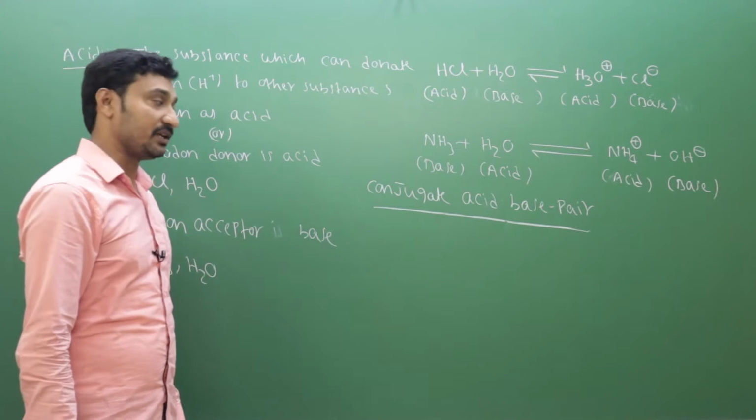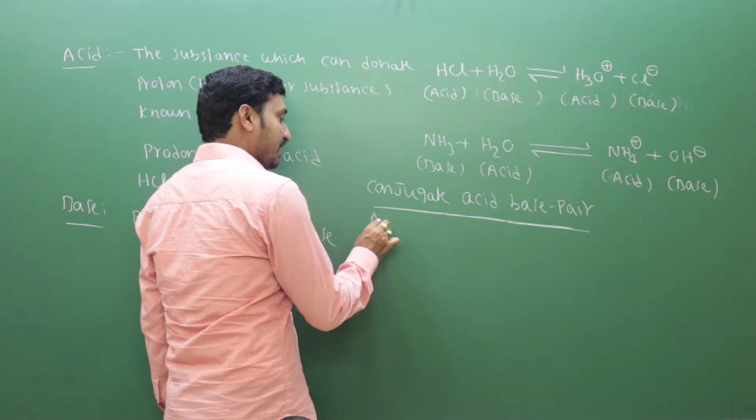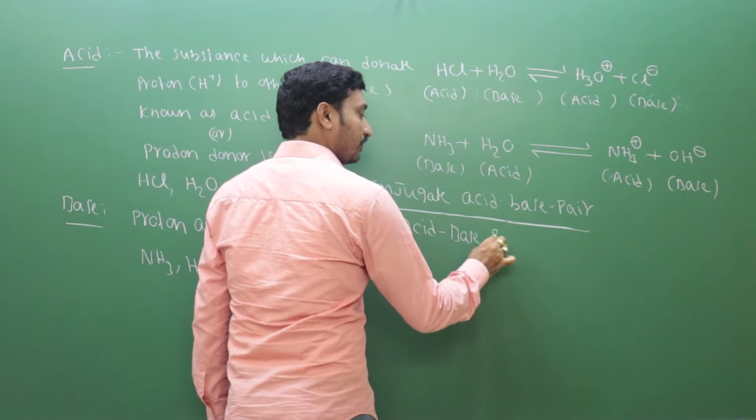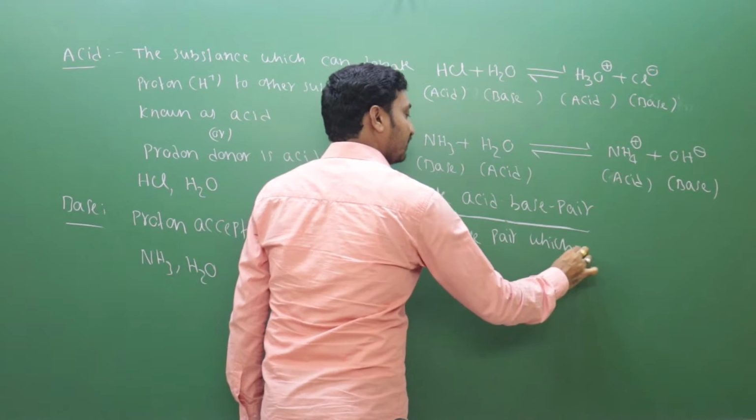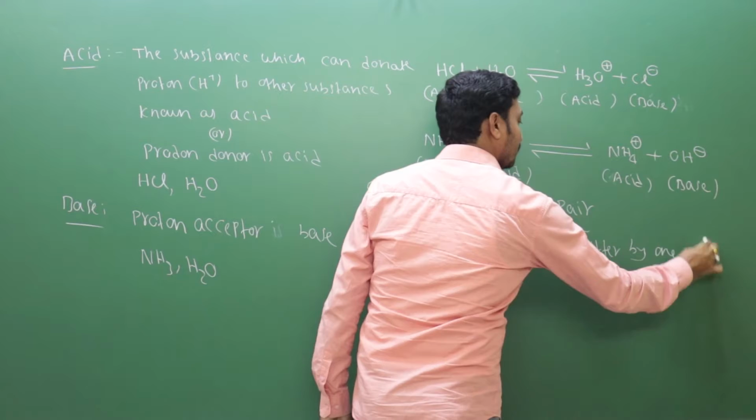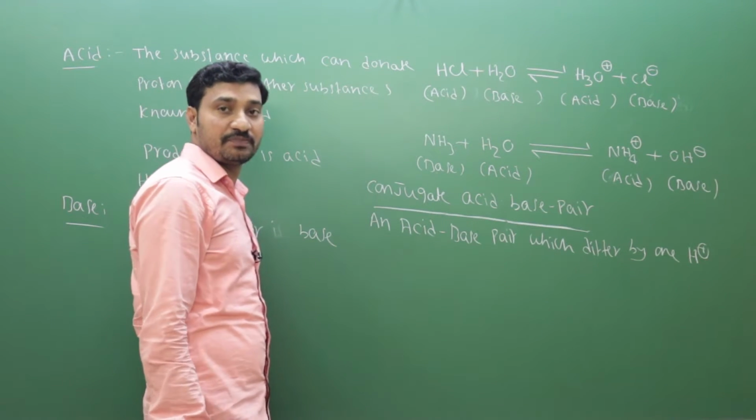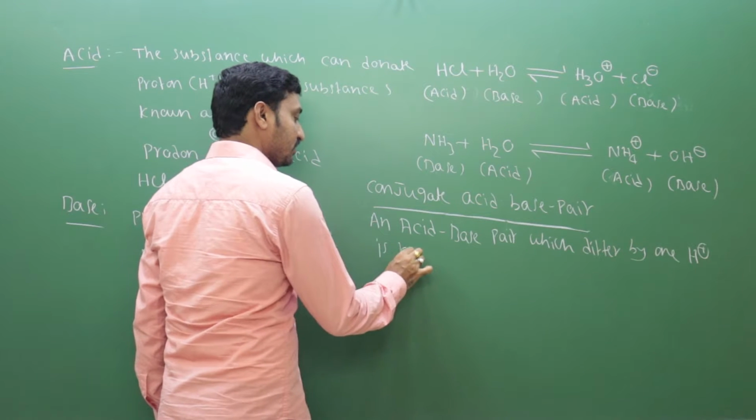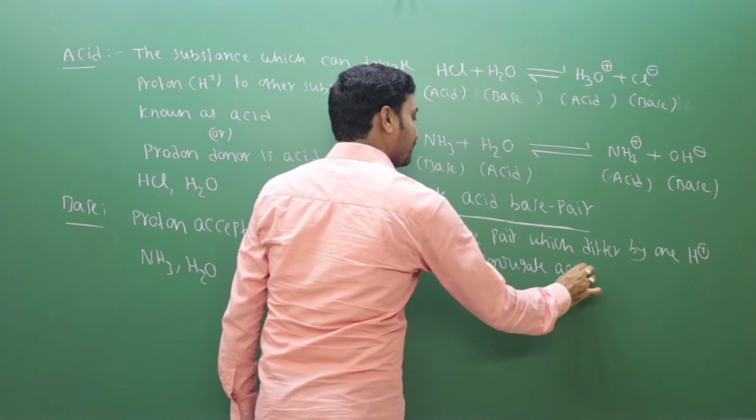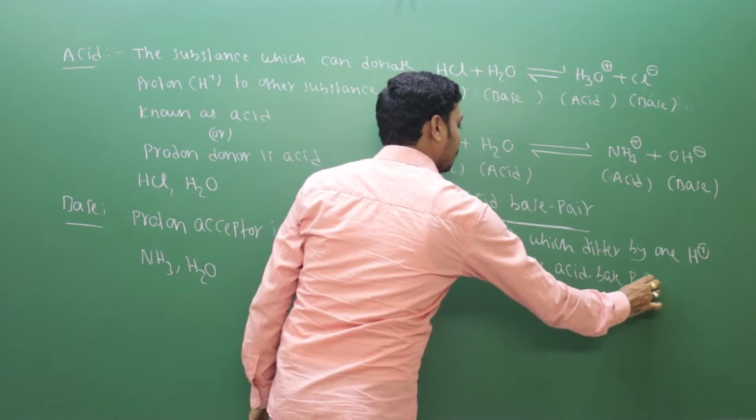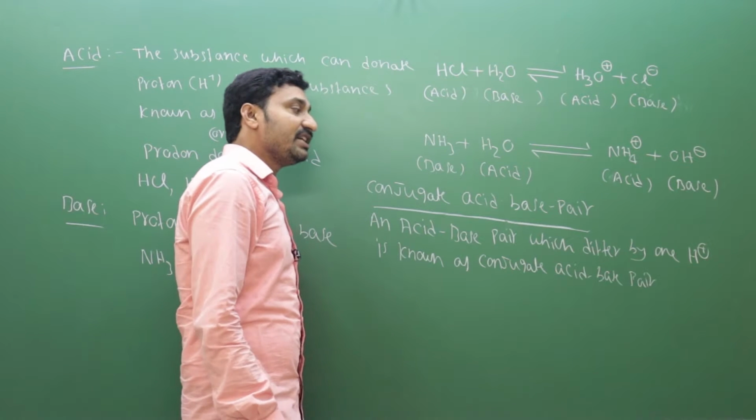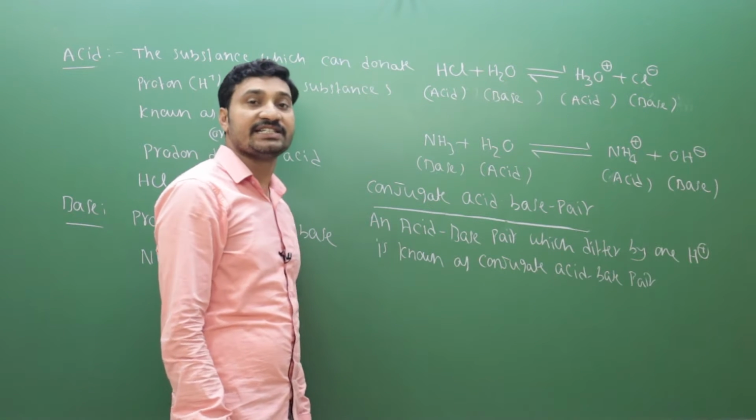What is a conjugate acid base pair? An acid base pair which differs by one proton is known as a conjugate acid base pair.